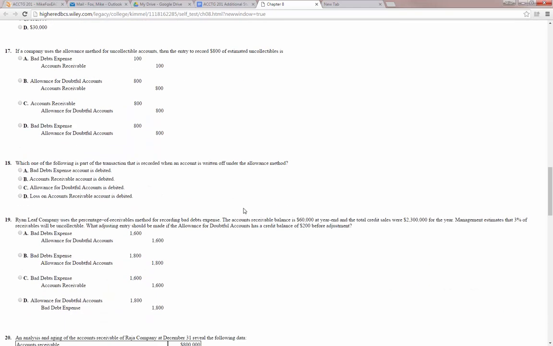Number 17, if a company uses the allowance method for uncollectible accounts, then the entry to record $800 of estimated uncollectible is, so again, if we think we're not going to be able to collect $800 in the next year, we're going to do a bad debt expense of $800 and allowance for doubtful accounts of $800.